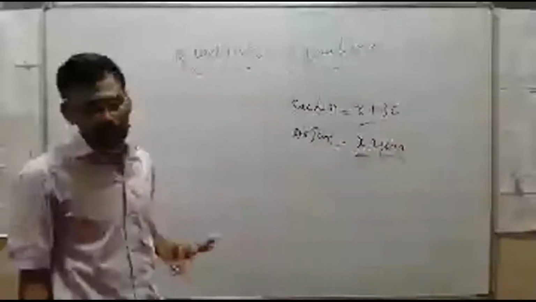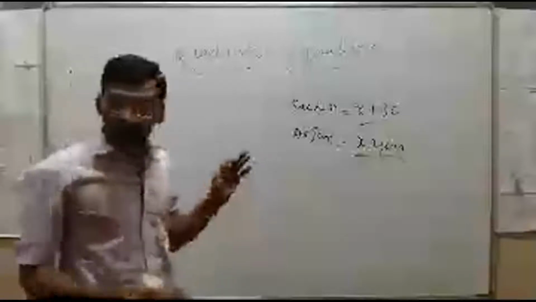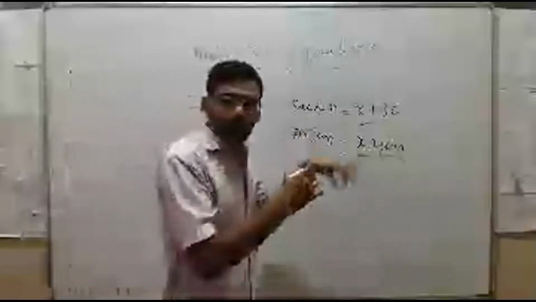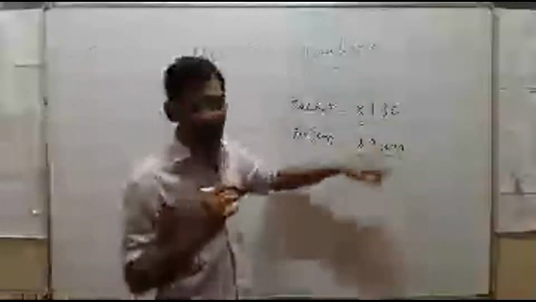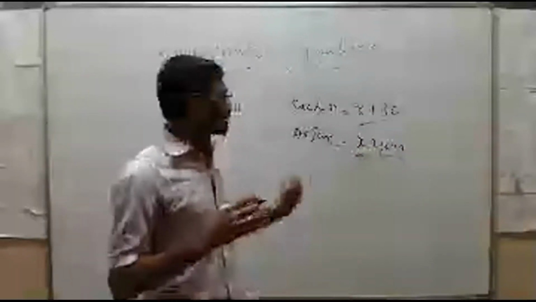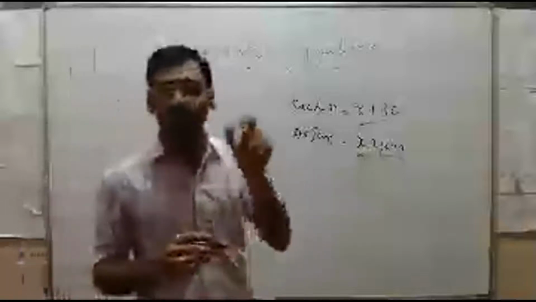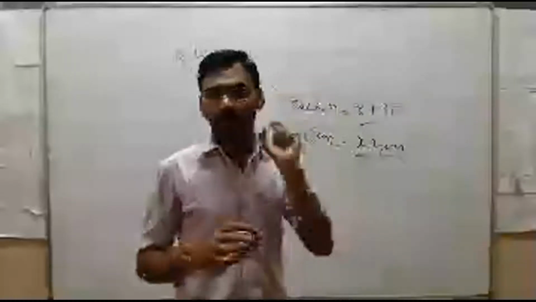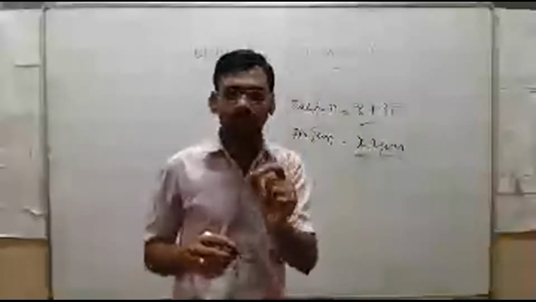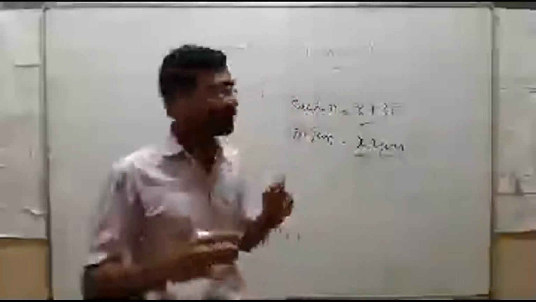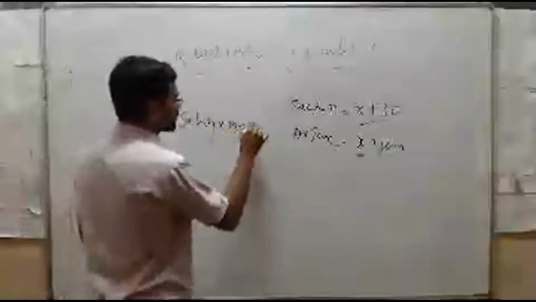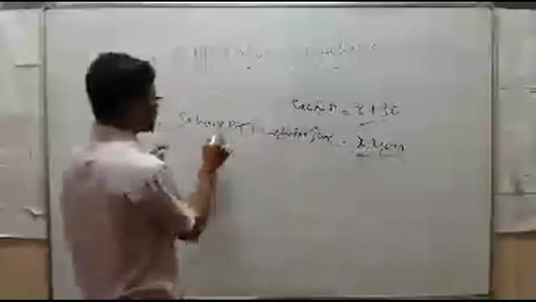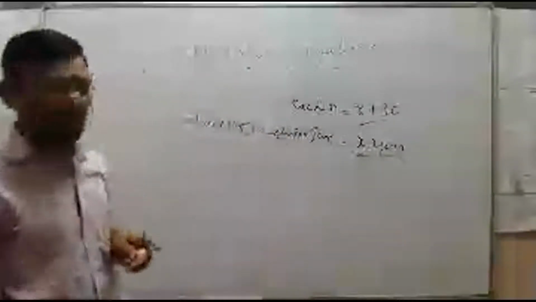Okay, this is the first situation. And the question is like this: the product of these two ages is 400. The product of Sachin's and Arjun's ages is 400. It means Sachin's age into Arjun's age is equal to 400. Product means multiplication.